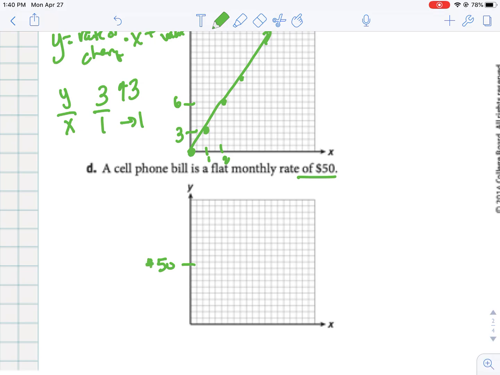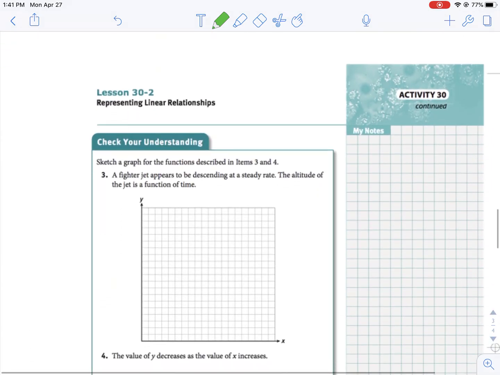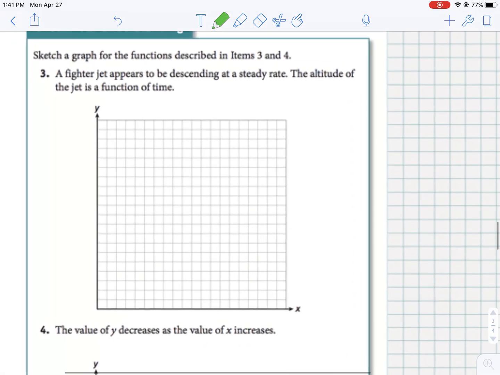So if this is $50, if I go 1 month, it's $50. 2 months, it's still $50. Or if it's 1 phone call, 2 phone calls, 3 minutes on your phone or 3 megabytes of data, it's going to stay the same. It's going to be a flat line or a horizontal line where that rate is $50. It's not changing. All right, so let's keep going with that.